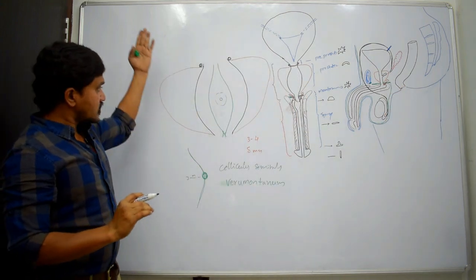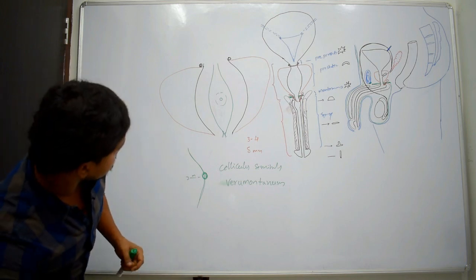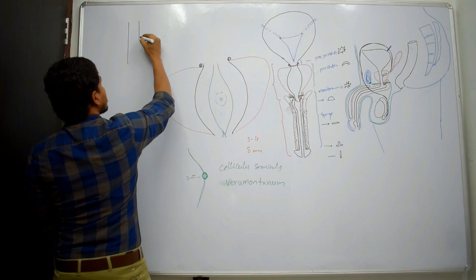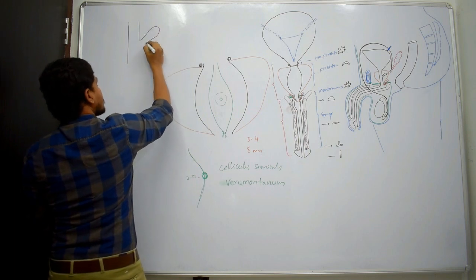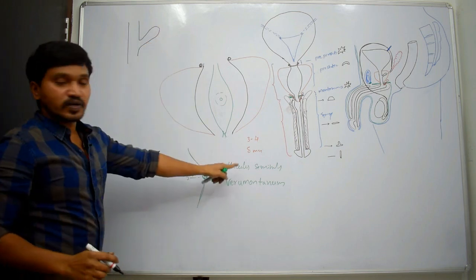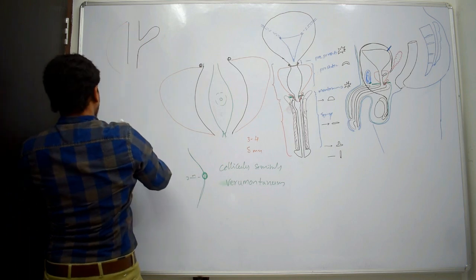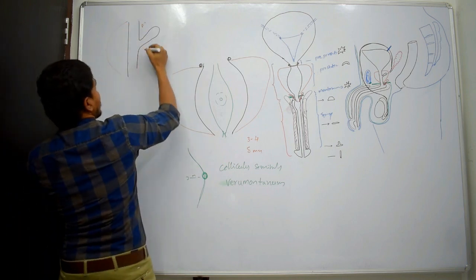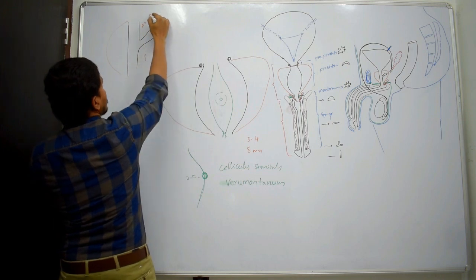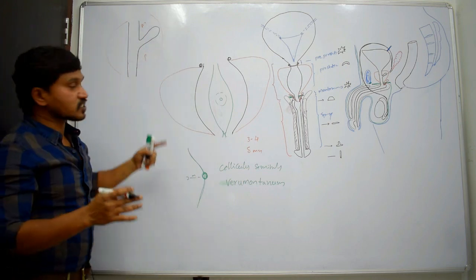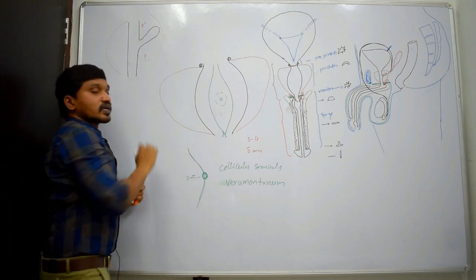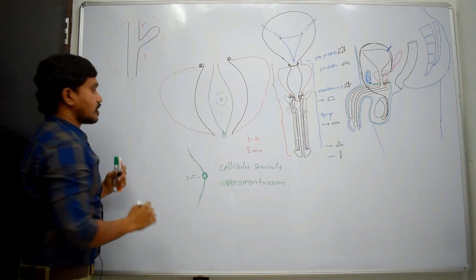If you want to see the side view, you can draw like this. This is prostatic urethra and this is cul-de-sac. What is this cul-de-sac? Prostatic utricle. This is anterior lobe of prostate gland. Here median lobe of prostate gland. Here posterior lobe of prostate gland. This is sagittal section through the prostatic urethra. Here this sac what we are calling prostatic utricle.